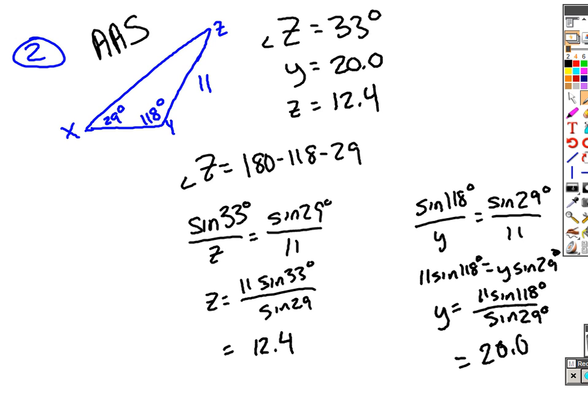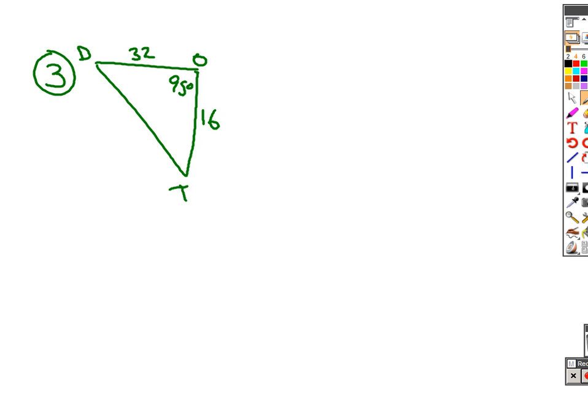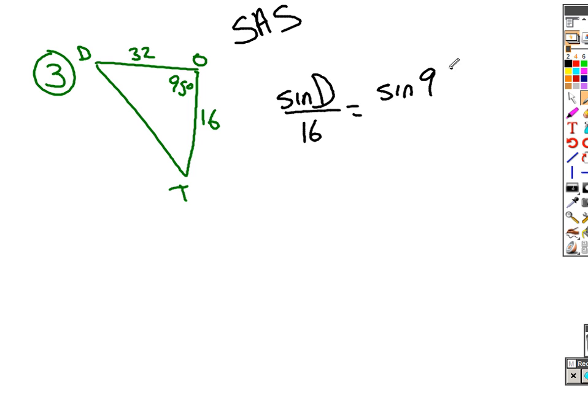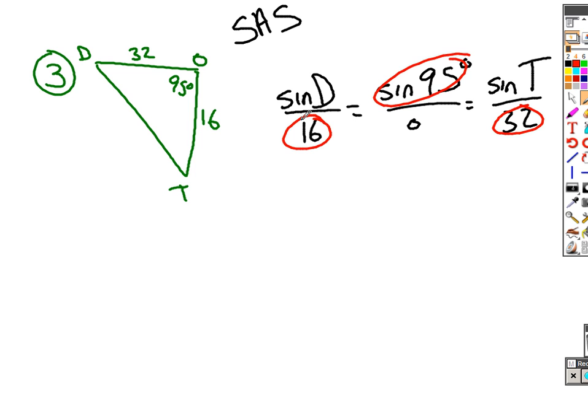Right? Number 3. I should look at this green triangle and immediately say, let's look. I have side, side with an angle in between. That makes it side, angle, side. If I were to try to set up the law of sines here, I would have sine of big D over 16, sine of 95 degrees over little o, and sine of big T over 32. I don't have any proportion here. I don't have anything that happens.